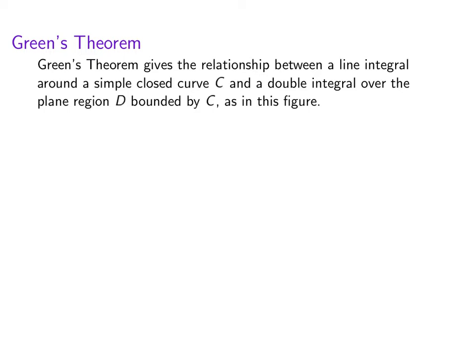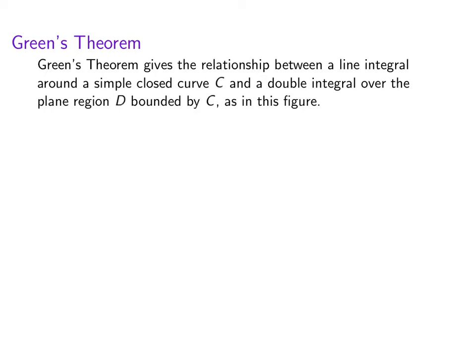This is a theorem that's going to give us the relationship between a line integral around a simple closed curve C. Simple means it doesn't cross itself. Closed means it's a loop. And a double integral over the plane region that's bounded by the curve.